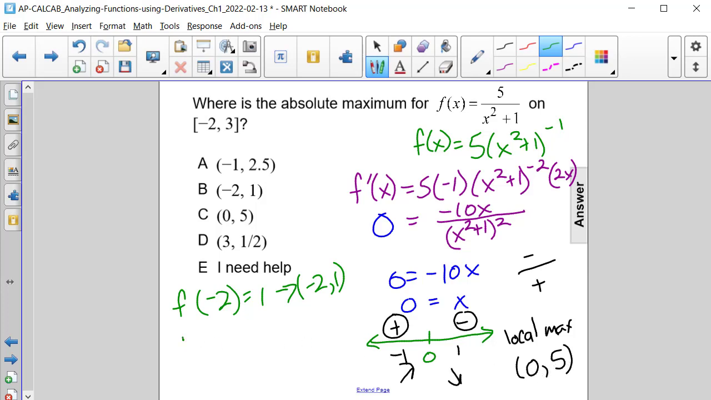Now let's try our other endpoint, f of 3. That's going to be 3 squared is 9. 9 plus 1 is 10. So we'll have 5 divided by 10, which is 1/2. So we have the point 3, 1/2. That is also not greater than 0, 5. So therefore our local max at 0, 5 is also our absolute maximum, making our answer choice here C.